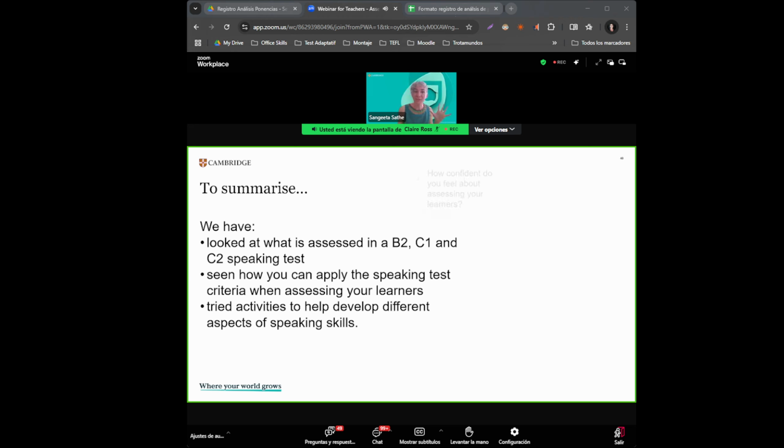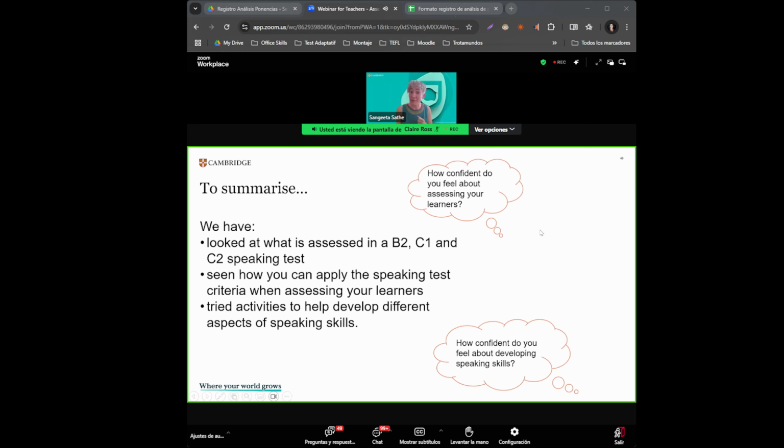So let's take a moment just to reflect and think about how confident you feel about assessing your learners. How confident do you feel about developing speaking skills? And what would you like to know more about? For example, if you feel at this point you want to get a better understanding of the criteria, you can look up the key terminology or look at the different examples of differences between the bands.